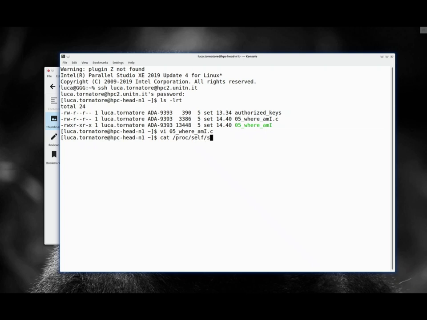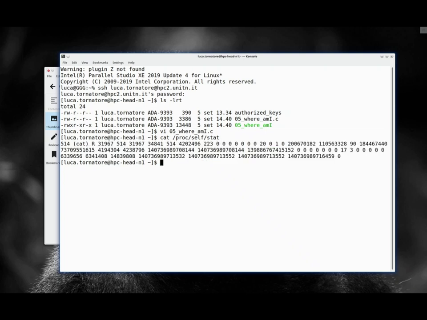Self, okay, stat. You have this wonderful list of strange numbers here. Actually, this is a lot of information, starting from the PID, and then this is the command line, and inside here there is also the information about the memory that you're using and the CPU that you are using, and so on. Yeah, it seems strange, you know?